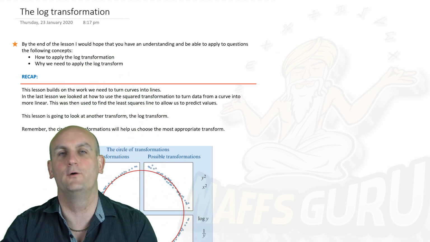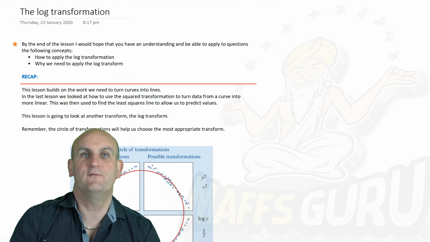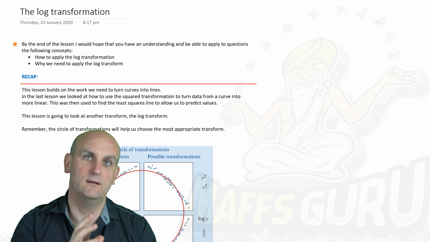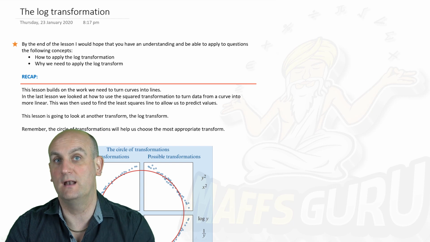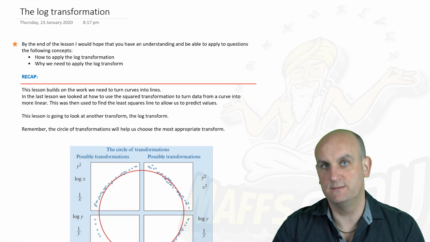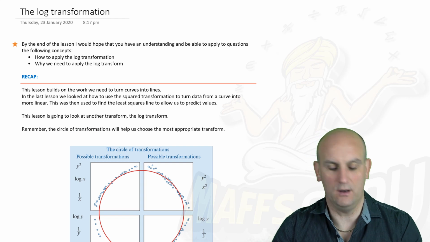Now, the log transform. In our previous video, we looked at the x squared transform, which is also equally supported by the y squared transform. We're going to look at log transforms now and probably deal with one example, but it applies to both a log x and a log y transform.